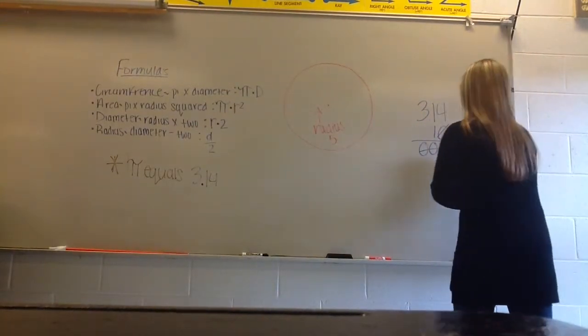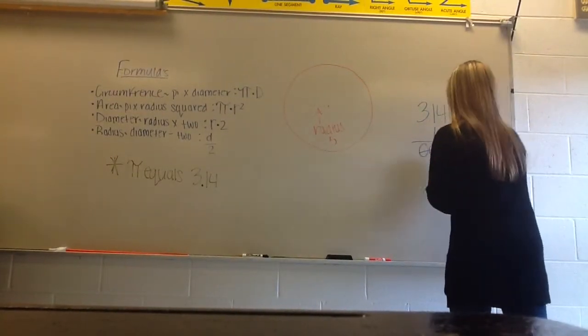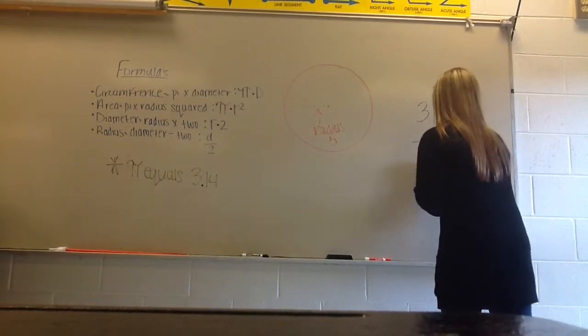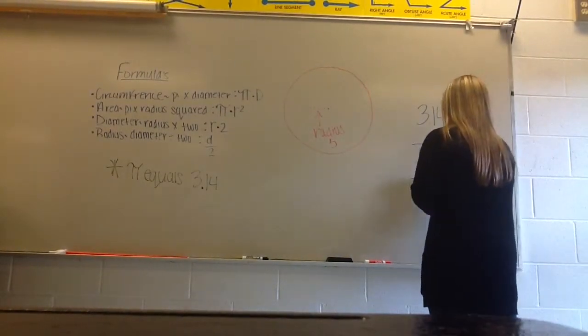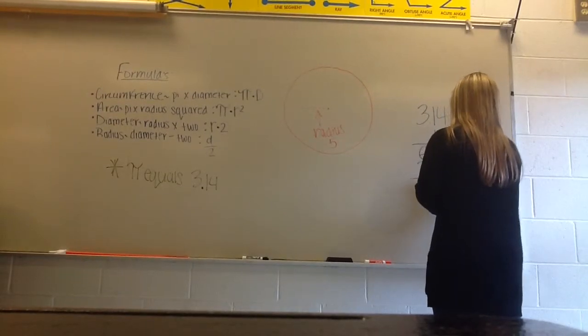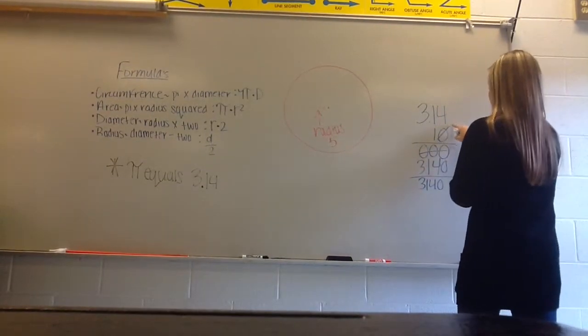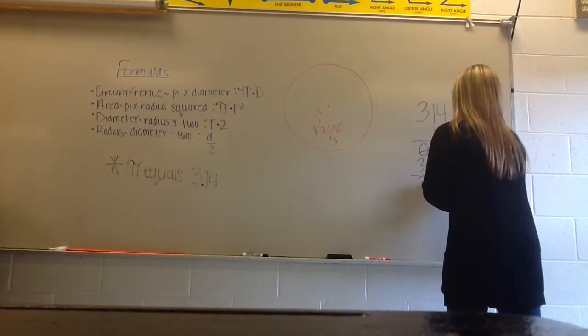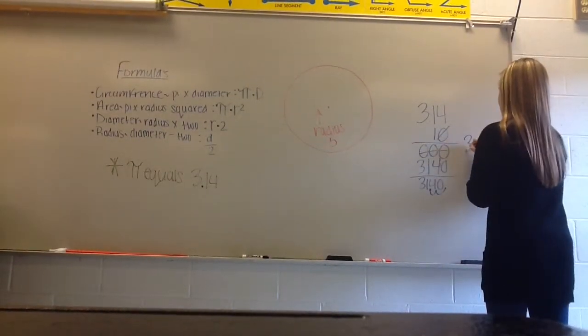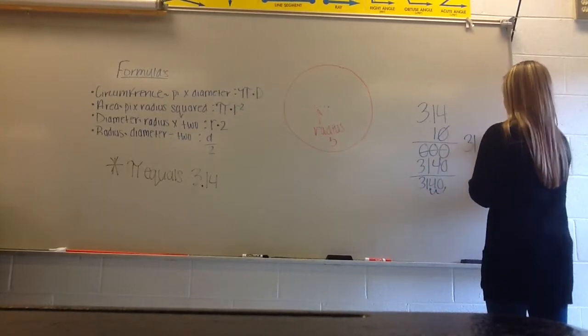4 times 1 is 4. 1 times 1 is 1. And 3 times 1 is 3. So now we have to count. We have to add it up and count how many numbers are after the decimal, which is 2. So we're going to move our decimal point 2 places to the left. Your circumference is 31.40.